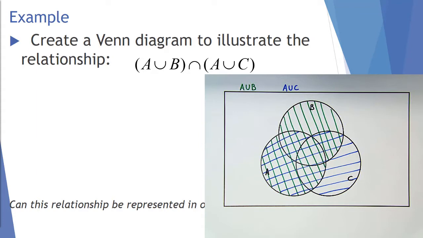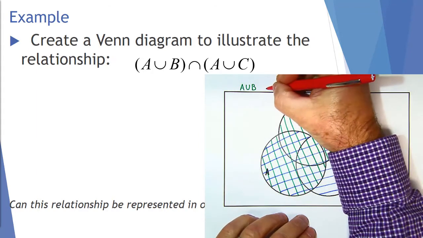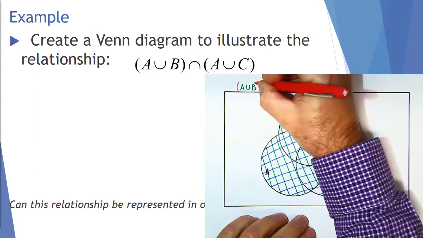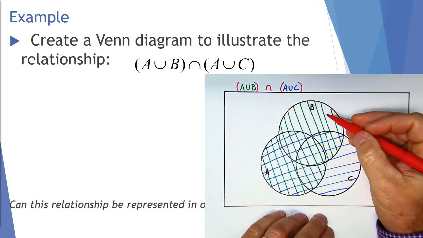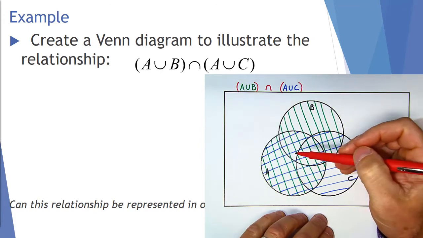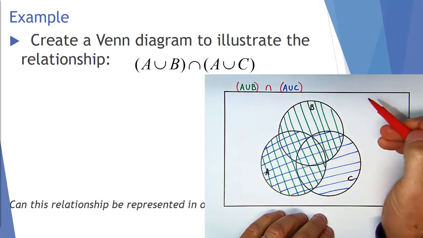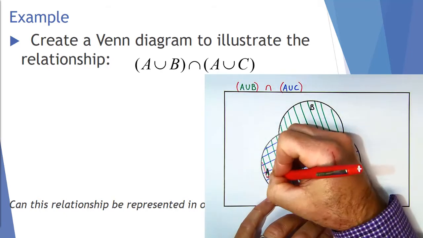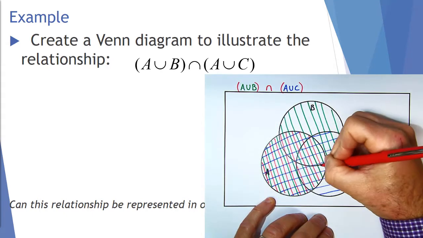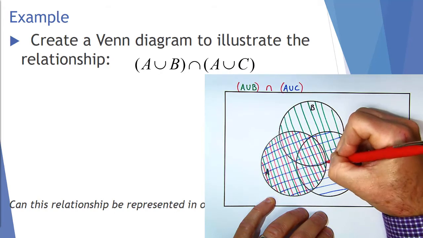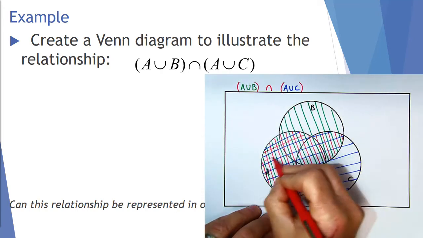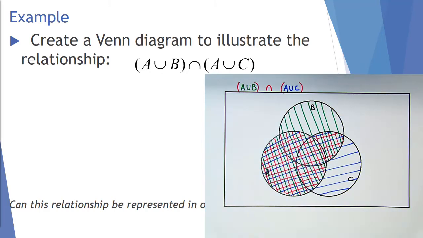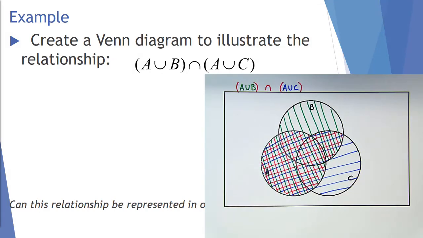And finally, we want the intersection of these two, so we want elements that are in A union B and in A union C. So I want to shade in red all regions that are part of both of those. So that's going to consist of all the regions that contain blue and green. And there's the region defined by our criteria.